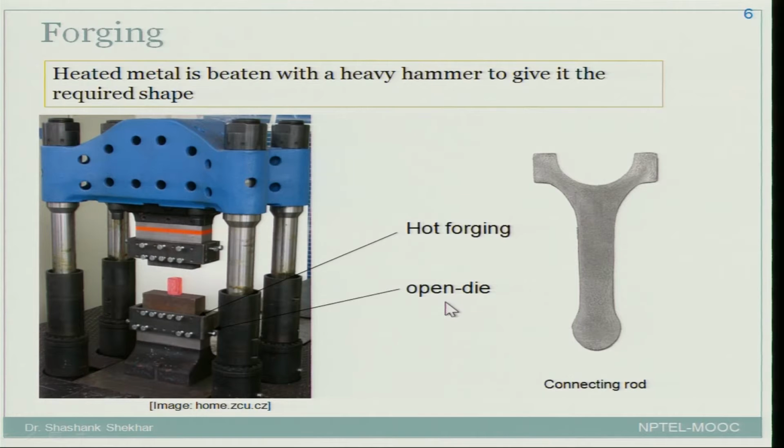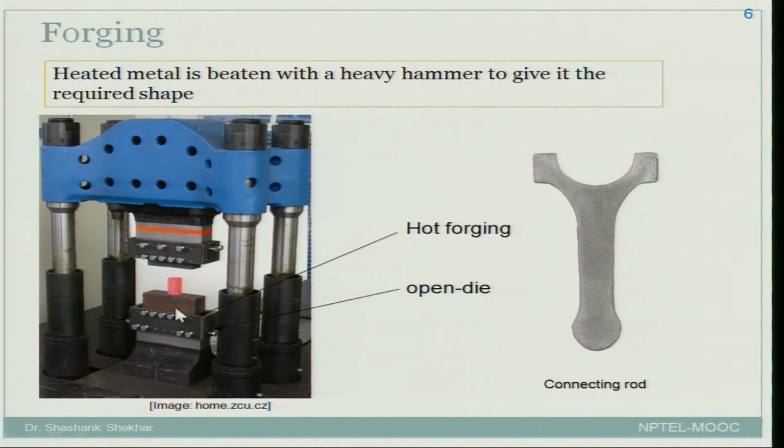Let's look at still another process, which is forging, which is widely used in automobile industries. So what is forging? First let's look at the definition. In this, you take heated metal and you beat it using a hammer. This is not a simple hammer, but a kind of press where the hammer comes from the top and beats onto the surface.